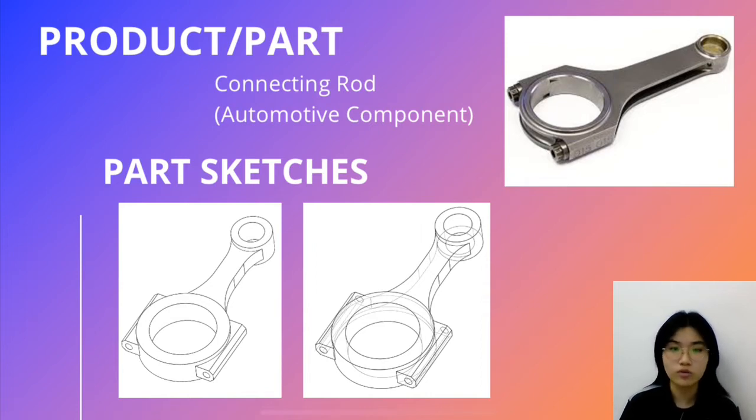Steel alloys, aluminium, and titanium are some of the most popular materials used in connecting rods. Connecting rods are typically made of forged steel. It is widely used because it has high tensile and compressive strength.